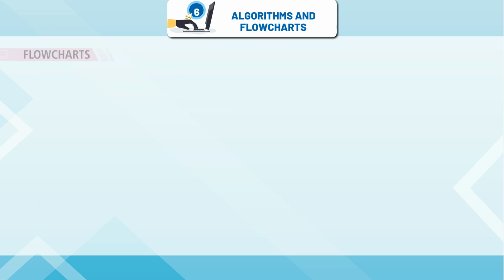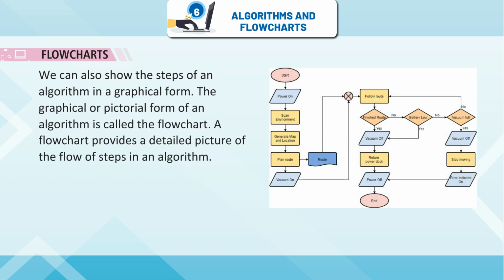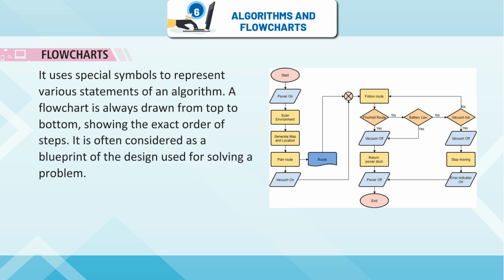Step 5. Flowcharts. We can also show the steps of an algorithm in a graphical form. The graphical or pictorial form of an algorithm is called the flowchart. A flowchart provides a detailed picture of the flow of the steps in an algorithm. It uses special symbols to represent various statements of an algorithm. A flowchart is always drawn from top to bottom, showing the exact order of steps. It is often considered as a blueprint of the design used for solving a problem.